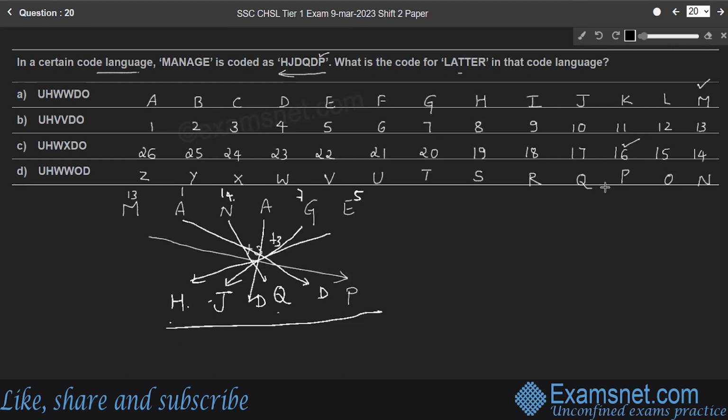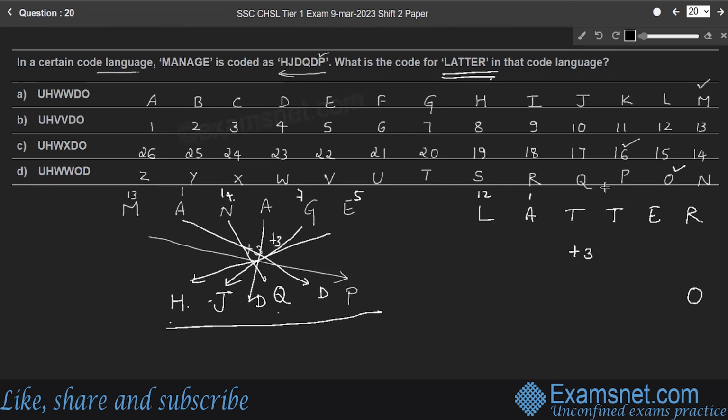Similarly, for latter, you have to write these codes in reverse order. So LATTER. Here L is 12. Positional value of L is 12 plus 3. 12 plus 3 is 15, which is nothing but O. So write at last. Therefore L is coded as O.